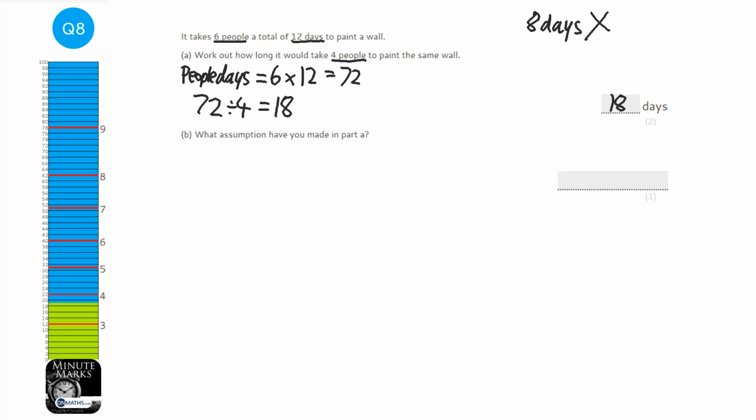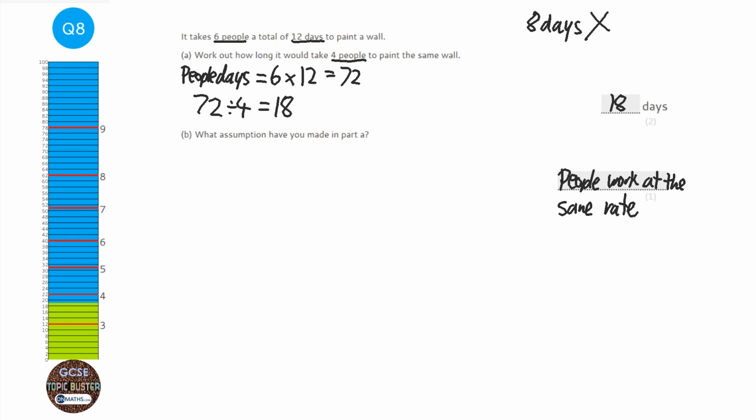Now, let's have a look and see if that's realistic. Well, it took 6 people 12 days, so 4 people, which is less, will take longer. So instead of 12 days, 18 days. Now, there is an assumption we've made, and that's that all the people work or paint at the same rate. Now, it could be that the 6 people we originally had were kind of lazy, not very good at painting, had other distractions. And the 4 people we had are amazing people at painting. And actually, maybe they did take less time. Or it could be that it rained when the 6 people tried to do it, and it didn't rain when the 4 people tried to do it.